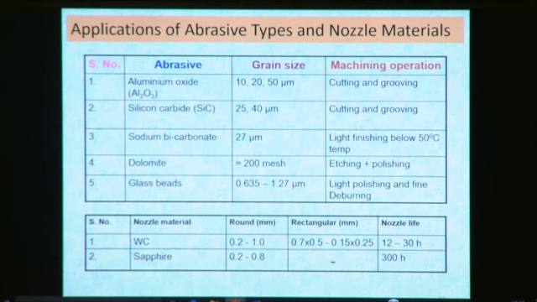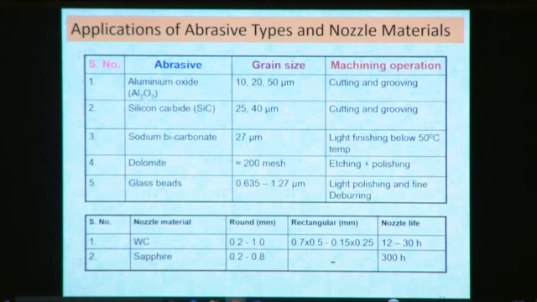So different abrasive particles have different applications. Like if we consider aluminum oxide as abrasive particles with grain size of 10 micron, 20 micron and 50 micron, these are used for cutting and grooving operation. Silicon carbide, which is harder than aluminum oxide abrasive particles, with 25 to 40 micron, can also be used for cutting and grooving operation.